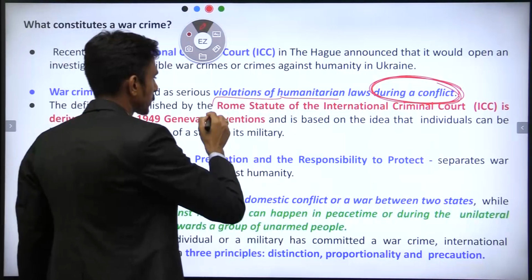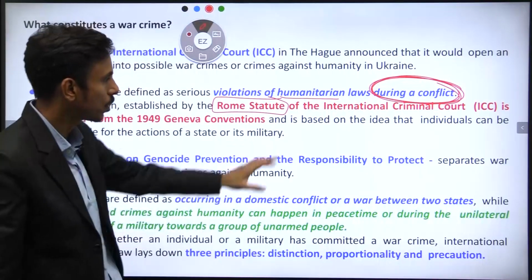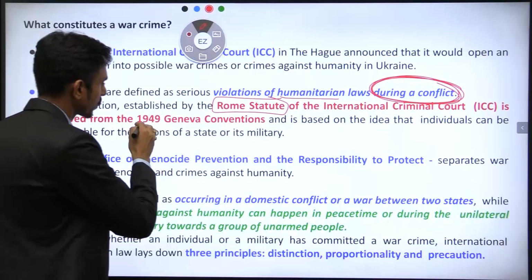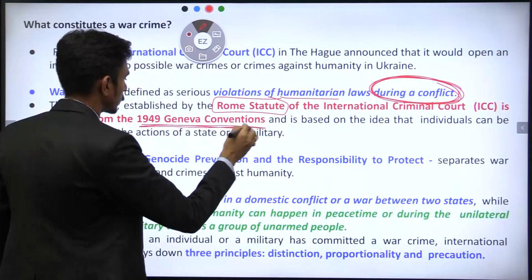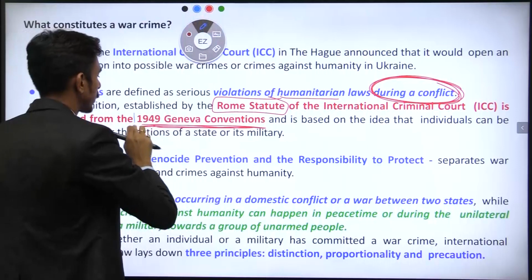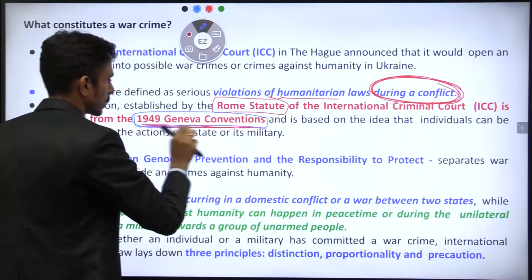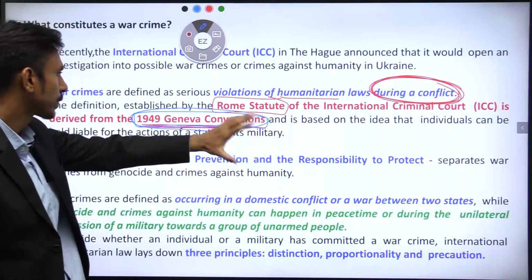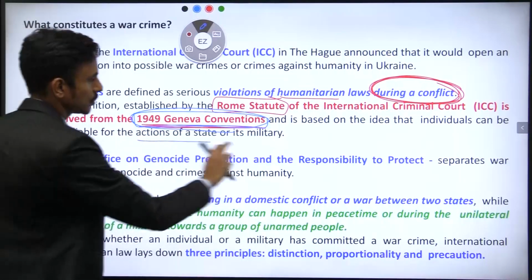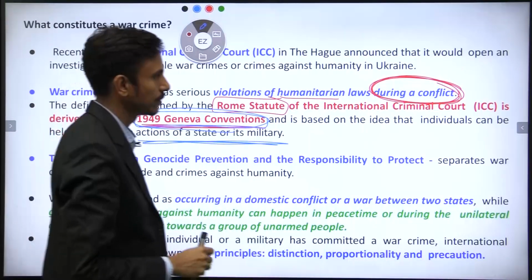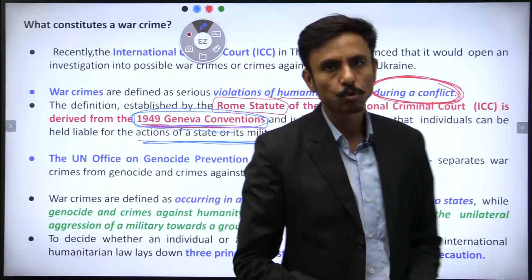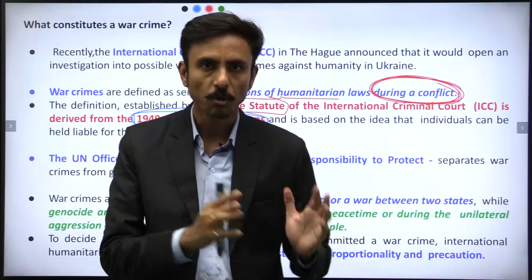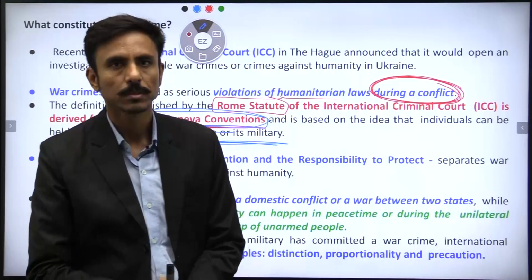So here we have a second takeaway, the Rome Statute of the International Criminal Court, and this is something which is derived from the 1949 Geneva Conventions. Very important, Geneva Conventions, and it is based on the idea that individuals can be held liable for the actions of the state or its military, right? Guys, to be declared as a war crime there must be a violation of humanitarian laws, right?